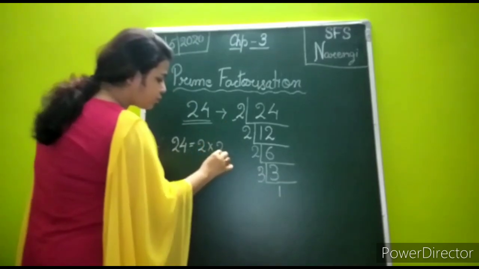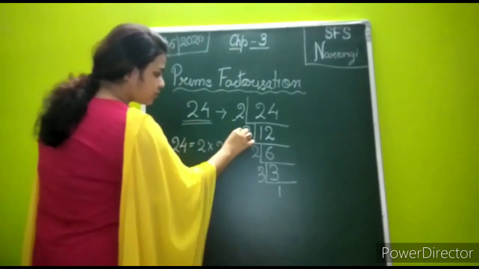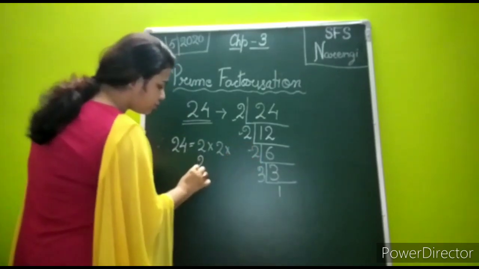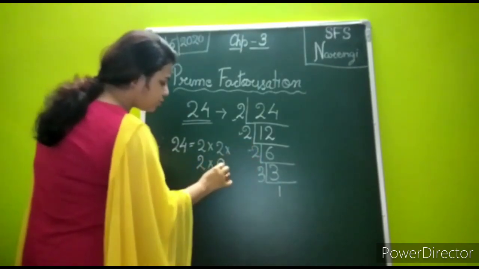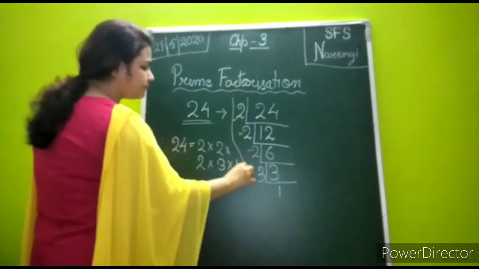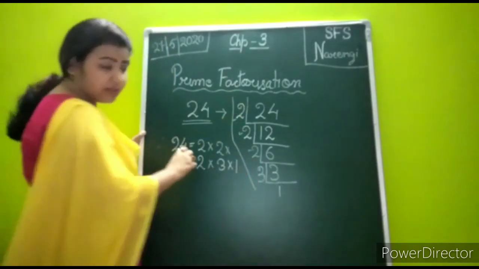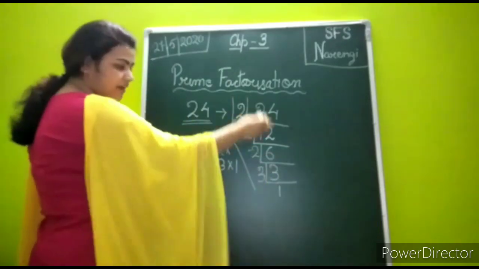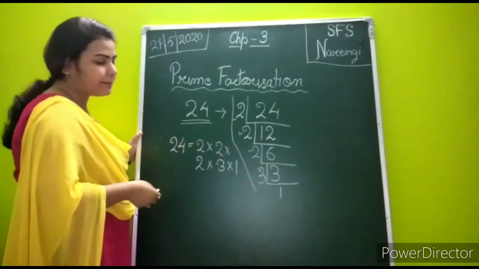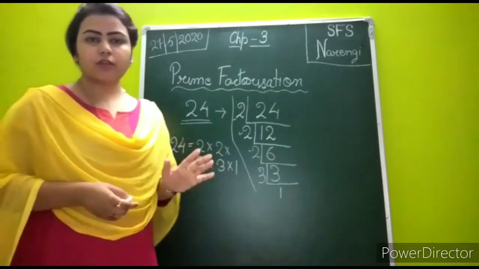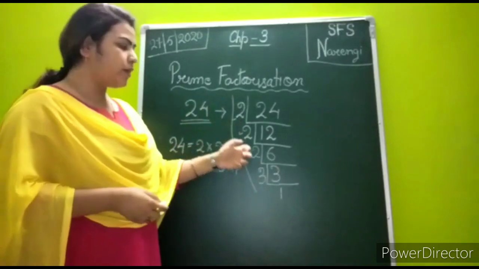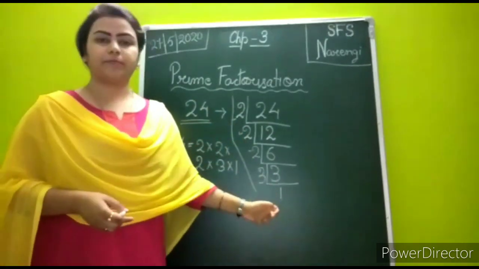2 into 2 into 2 into 3 into 1. We generally write it in a straight line, but since I have already done the sum out here, I have written it in this manner. Okay? So, understood what will be the prime factorization of 24? 2 into 2 into 2 into 3 into 1.